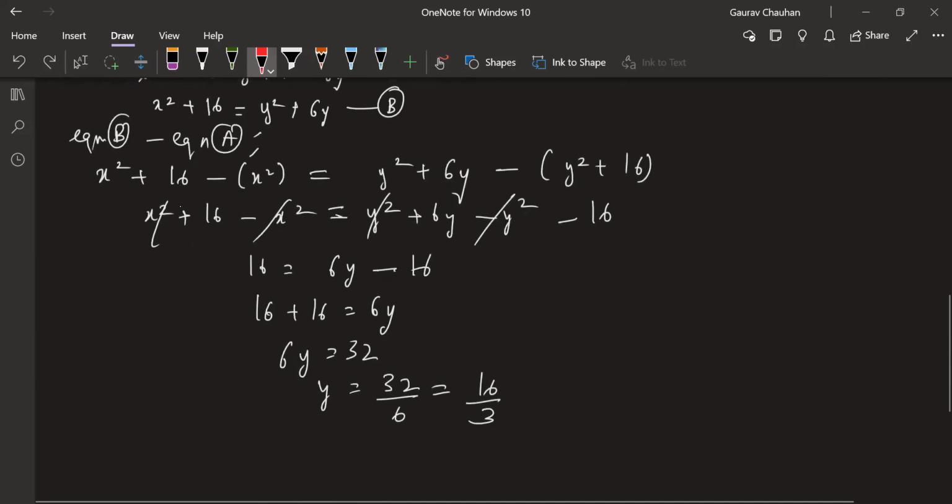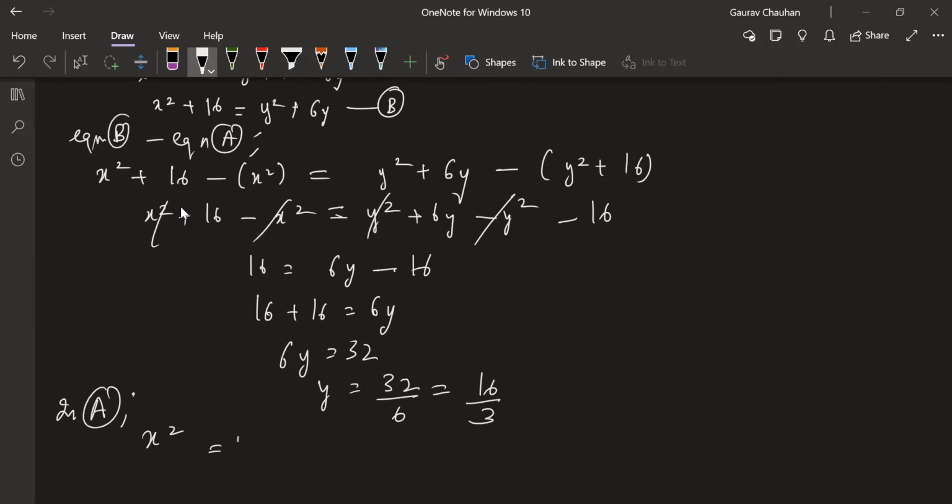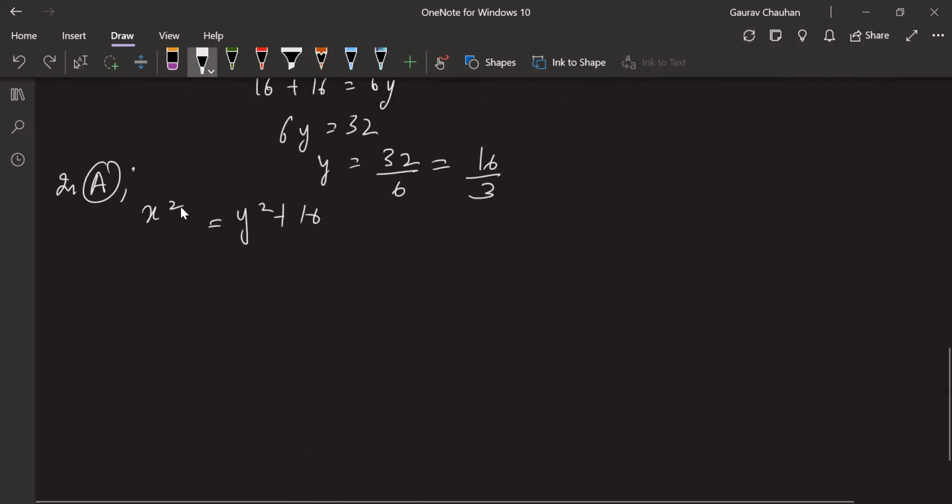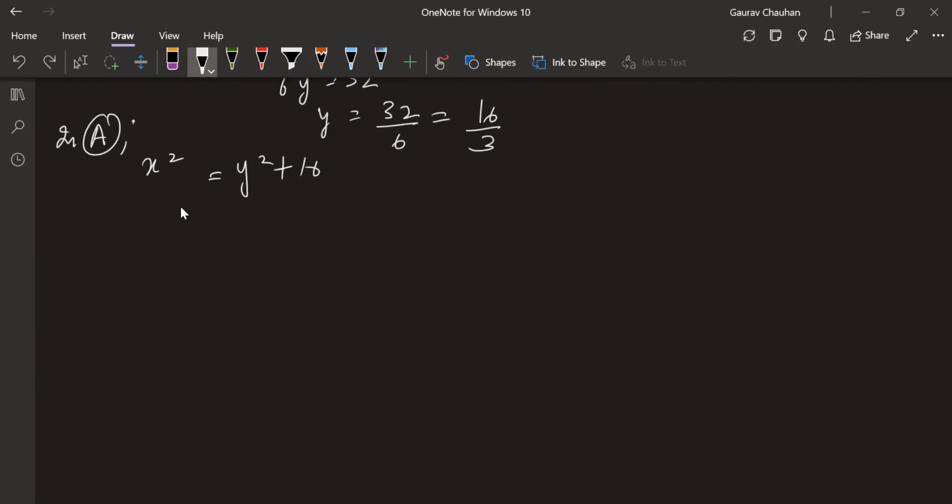So I have x square is equal to y square plus 16 as my equation, Equation A. I'm just copying this equation from here. X square is equal to y square plus 16. Okay, y square, y we know the value is 16 by 3. So we get x square is equal to 16 by 3 the whole square plus 16.